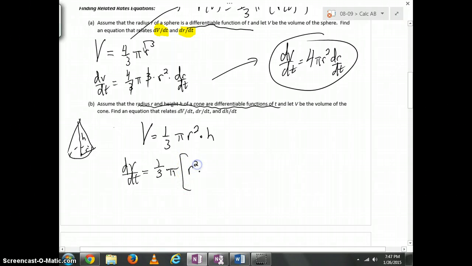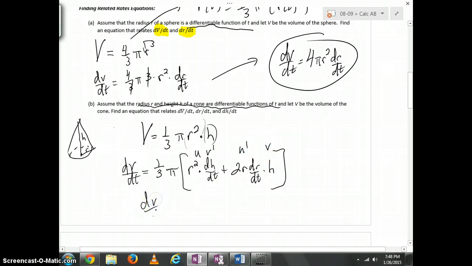Here's r squared. Take your derivative of the second function, you'd get dh/dt, taking a derivative with respect to time. So you have your uv prime, so to speak, first function times the derivative of the second, plus, now take the derivative of your first function, be careful, 2r dr/dt. You need that derivative of the inside, that's coming from the chain rule, times the second function. So that's like your uv prime plus u prime v.